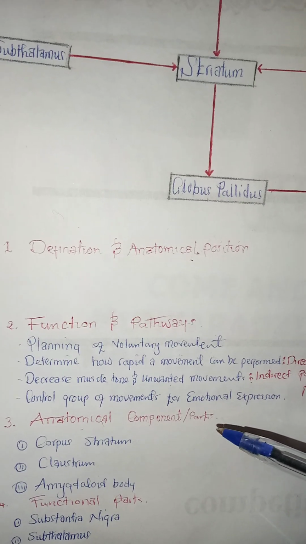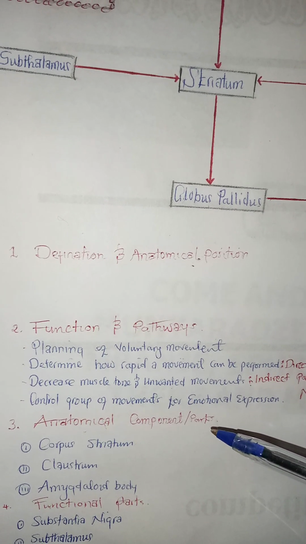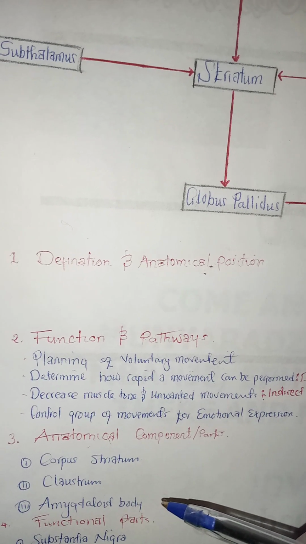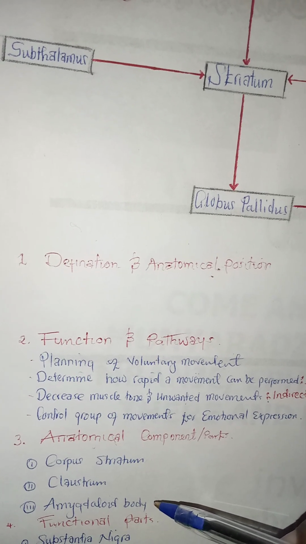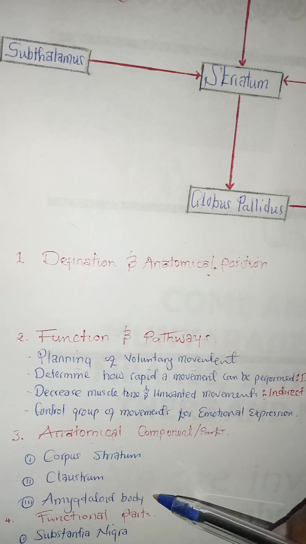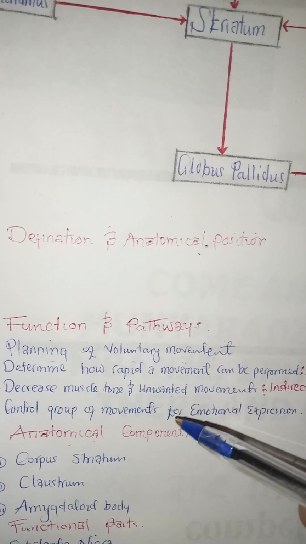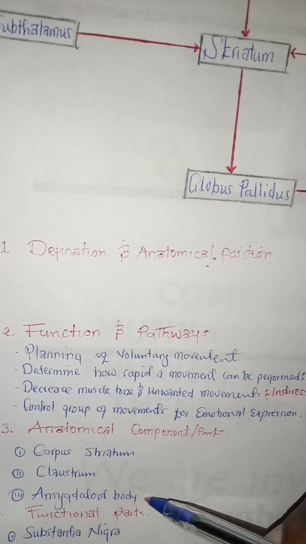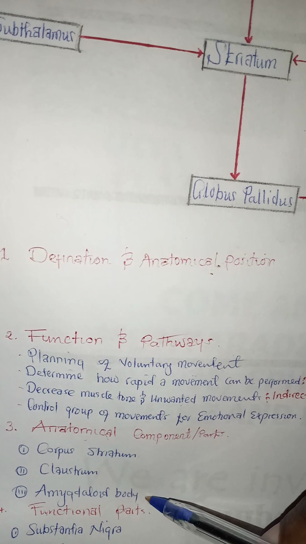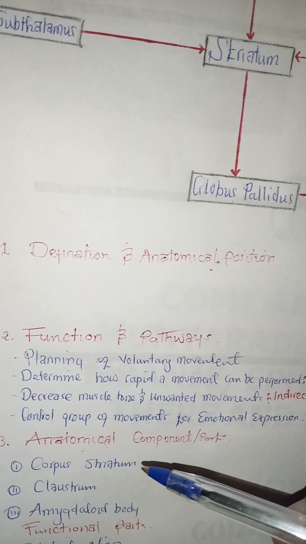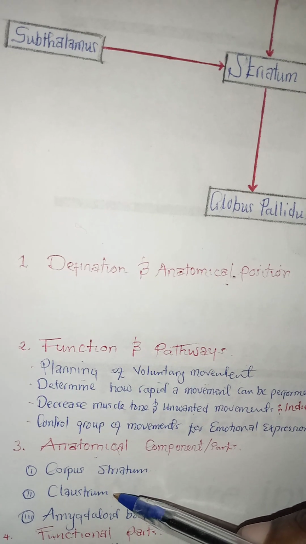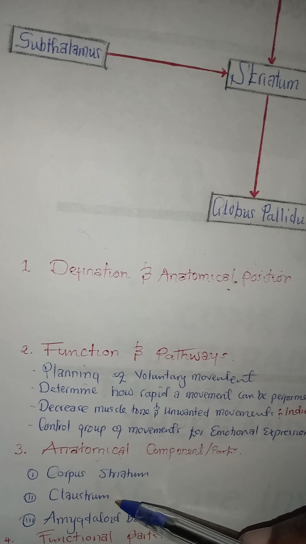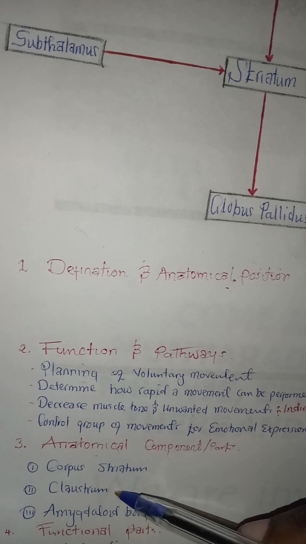The next item we'll talk about is the anatomical components of the basal ganglia. There are three parts of the basal ganglia. We have the amygdala, which is the part that plays a role in emotion expression. Remember this part in the limbic system, we said this part plays a major role in the emotion aspect. We also have another part called the claustrum. Its function is unknown.